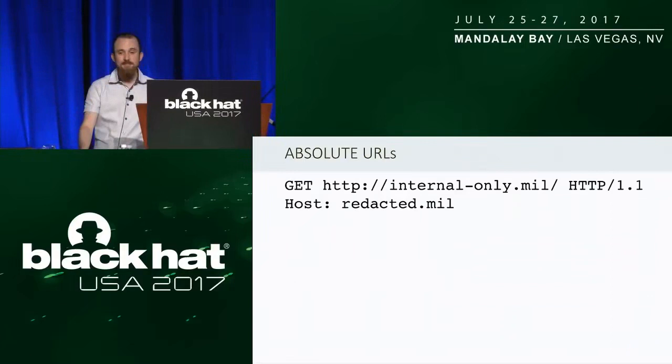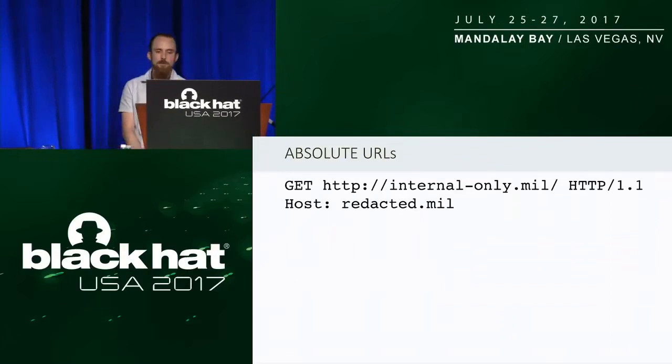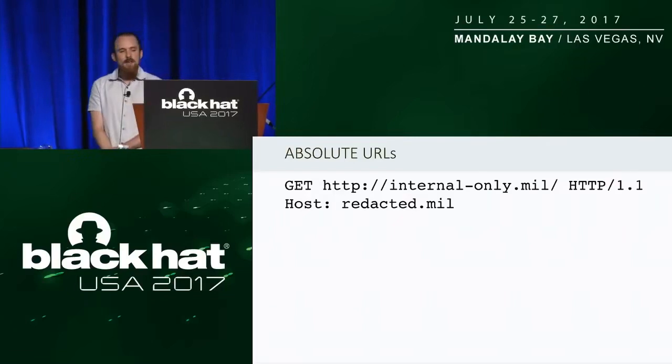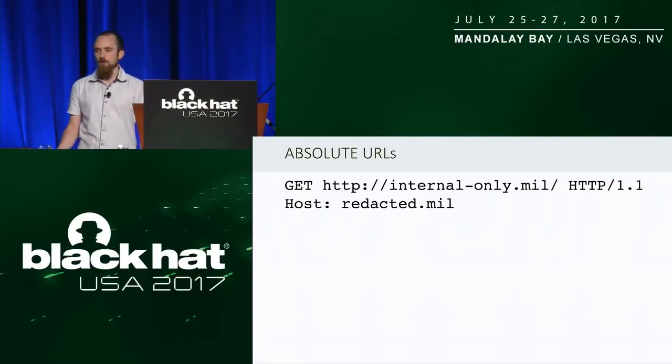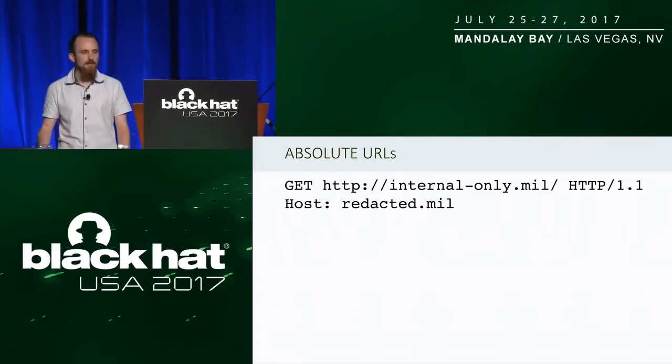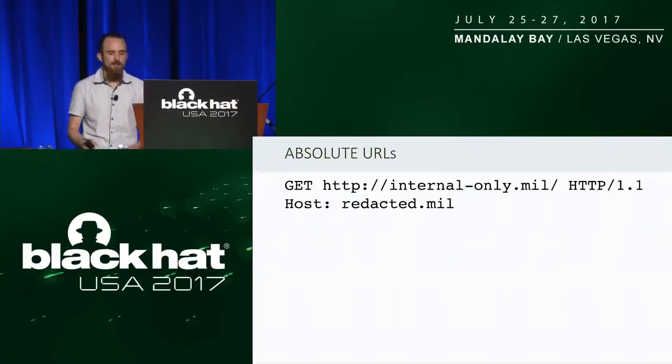Now, this request may look familiar. I used it back in 2013 to poison Django's password reset emails. But here, I found a certain US military server which would route the request to wherever I specified in the request line. So I think they had a whitelist of acceptable hosts, but the request line takes priority.